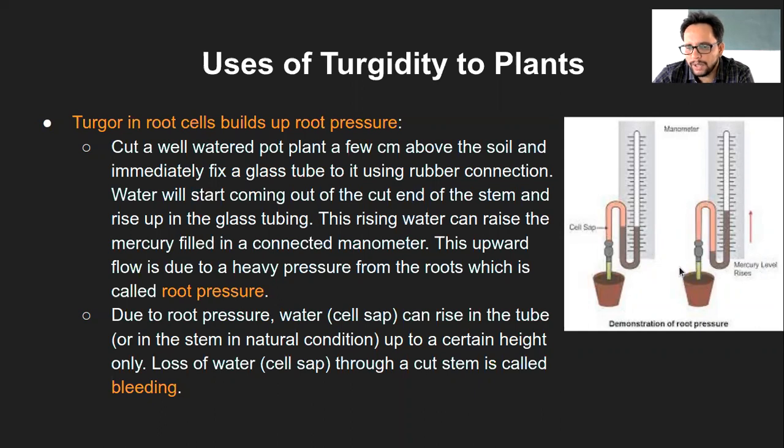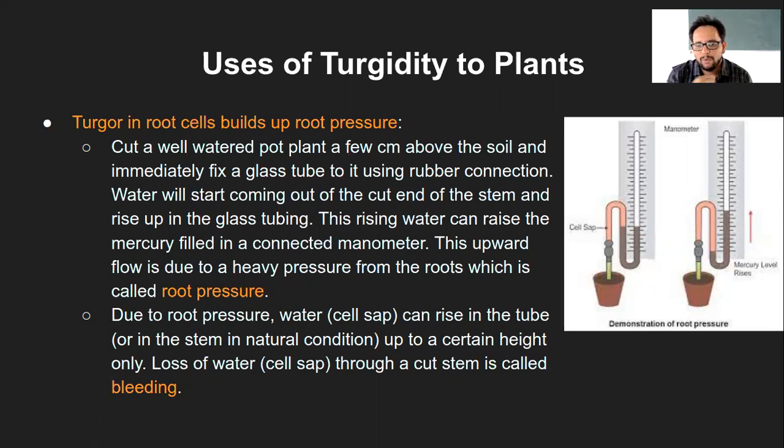Why? Because the root is continuously absorbing water. It is pushing this water content, the cell sap, up the stem, which is ultimately oozing out because there is no outlet next to the stem apart from this tube. So this upward flow is due to the heavy pressure from the roots, that is, by the absorption of water by the roots, and that is called root pressure. Water is absorbed by the roots and pushes the cell sap upward, and that particular pressure is known as root pressure.